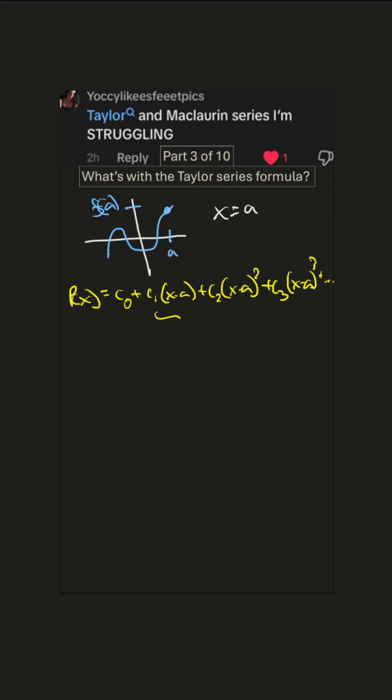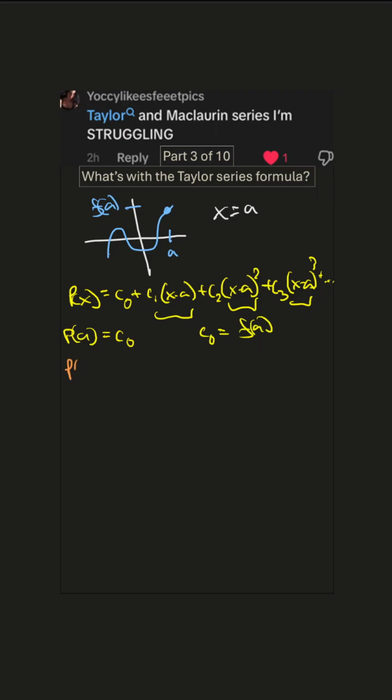So why do we use x minus a? Let me show you. When you take p of a, all those terms drop out except for c sub 0. Now what does this coefficient represent? It's the height of the polynomial that we're building. So we want the height to match the height of f. So we set c sub 0 equal to f of a. Now it has the same height.